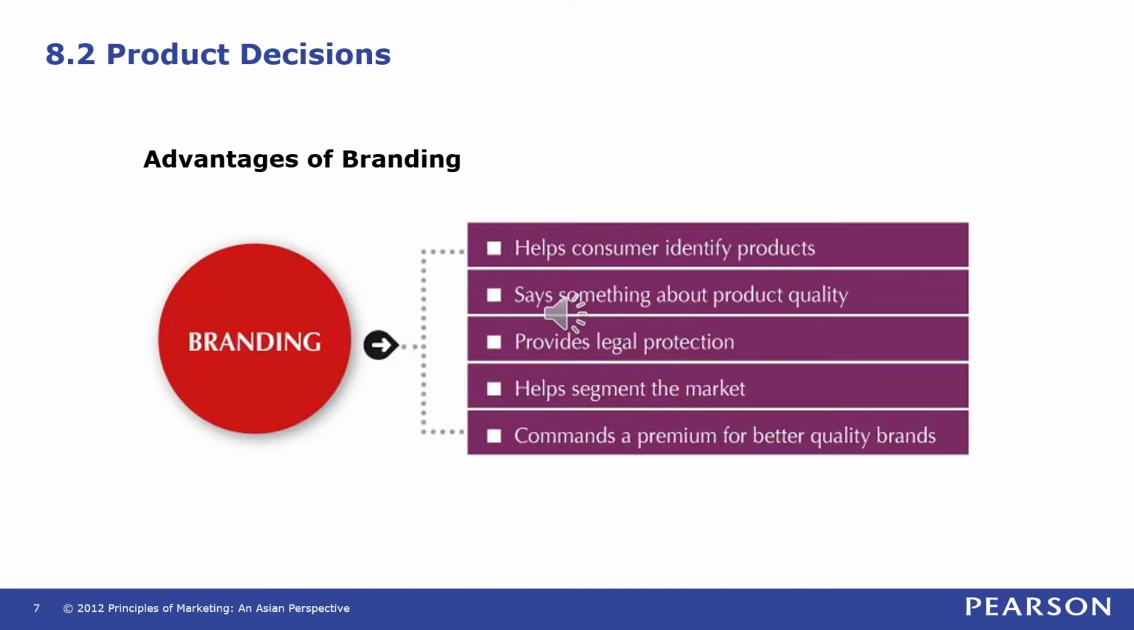So there are a lot of advantages with regards to branding that we should know. Branding has helped the consumers in many ways. Based on the diagram you can see here, brand names help consumers to identify products that might benefit them. A brand also says something about the product quality and its consistency, in which buyers who always buy the same brand know that they will get the same features, the same benefit, and even the same quality each time they buy the product.